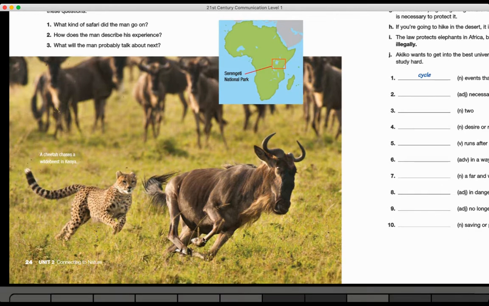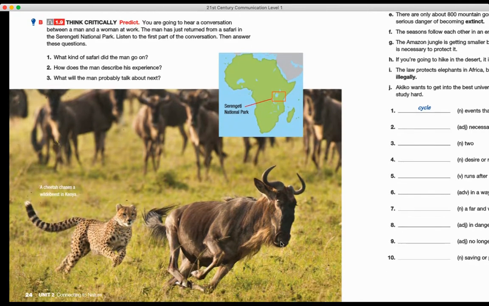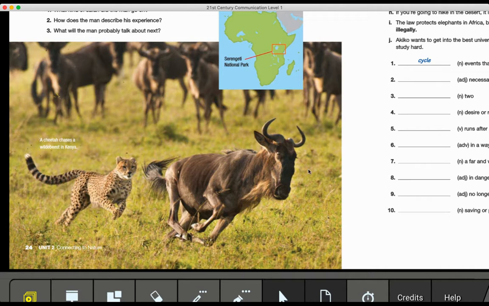Here's the photo or picture. I see a cheetah, and it is chasing another animal. This animal that looks a little bit like a cow is called a wildebeest. So, a cheetah is chasing a wildebeest. In the background are many wildebeests, and it looks like they are in a field. That is my description of this photo. Now stop the video and you describe the photo yourself.